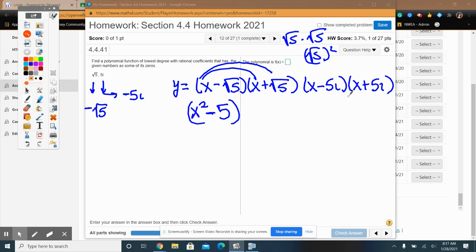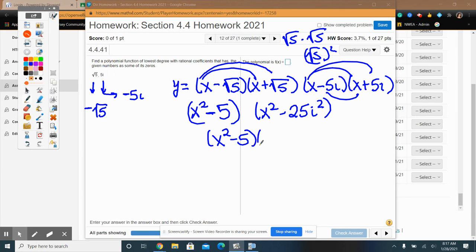And look, how about this one? X times x is x squared plus 5ix minus 5ix. And now I have a negative 5i times a positive 5i. That's negative 25i squared. But we know that's actually x squared plus 25, because i squared is negative 1. So when you multiply that, that'll be positive 25. And now you just have to multiply this to get your answer.